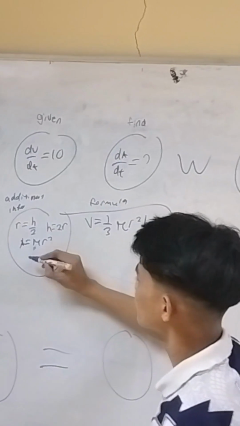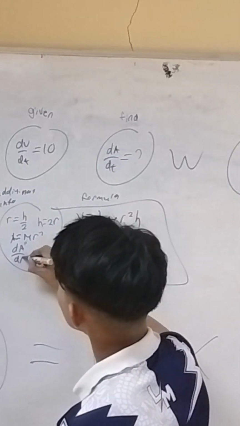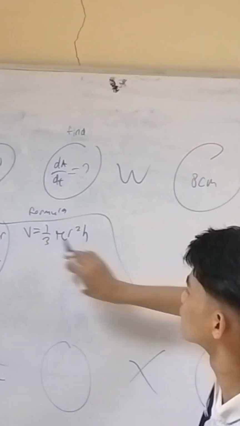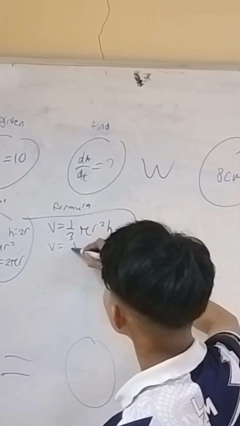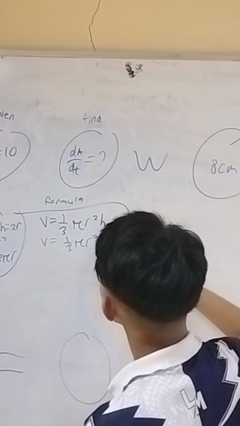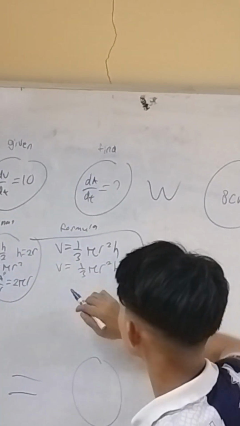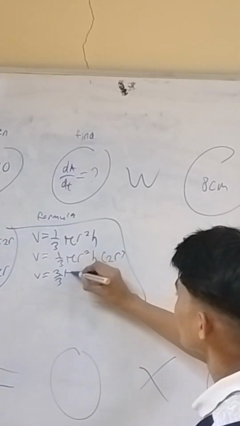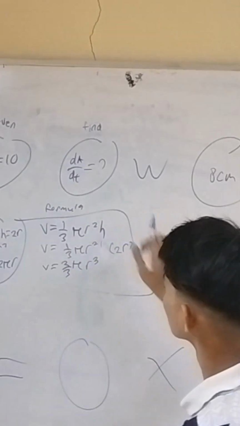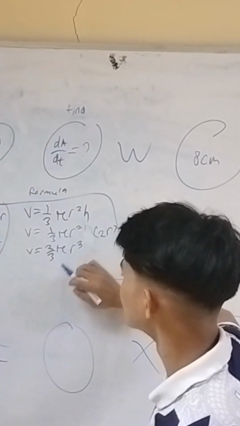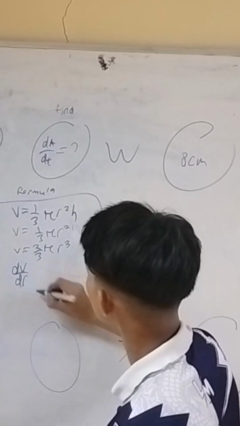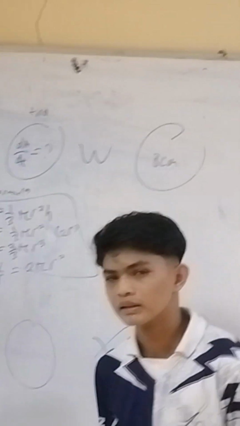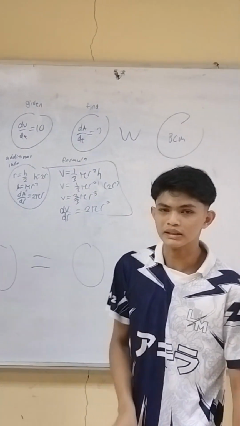When we differentiate this, we get dA over dr equals 2 pi r. Then we substitute the h into the volume formula, we get 1/3 pi r squared times 2r, and we simplify and get the answer 2/3 pi r cubed. And when we differentiate this, we get dV over dr, and the answer is 2 pi r squared.